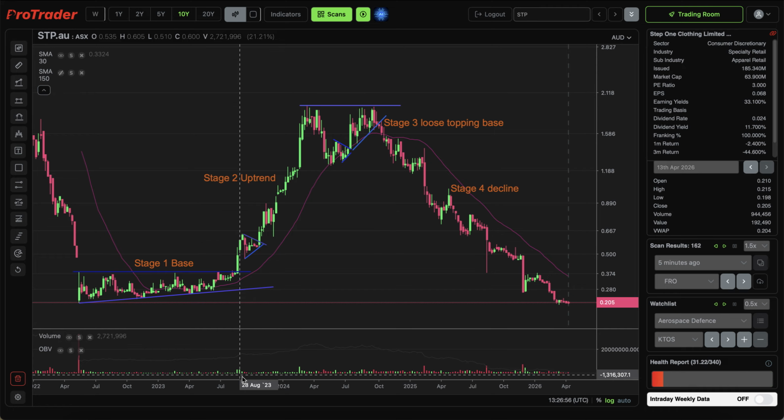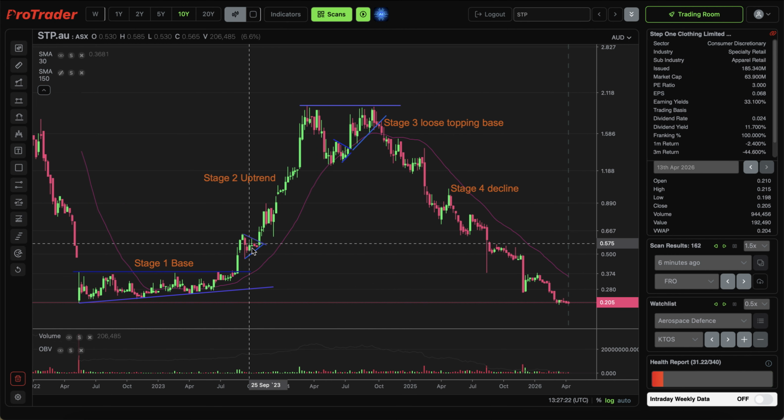Then when it breaks out, if you see here the volume, you have volume expanding by about 300 to 400% on the weekly chart, and the stage 2 uptrend commences. So this is where you want to be buying, when the stage 1 base is breaking out. The second it's breaking out right here, then this uptrend starts.